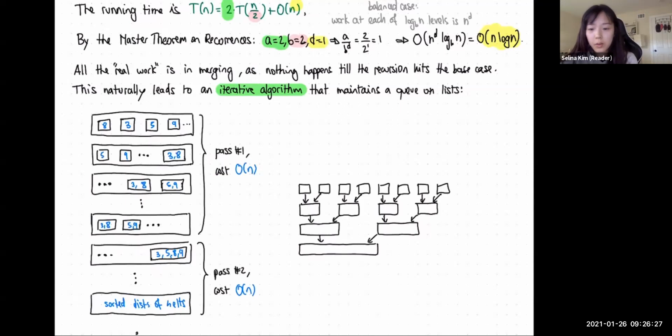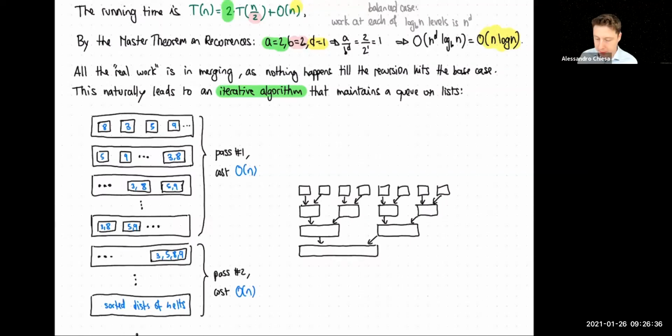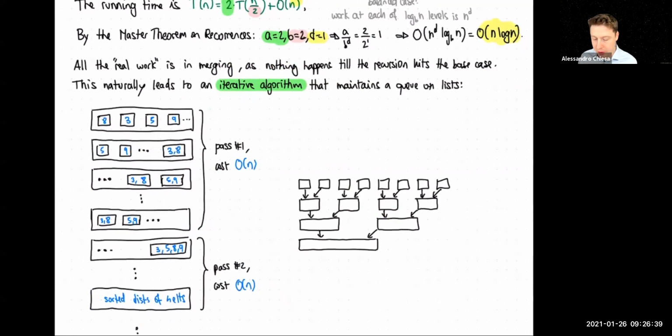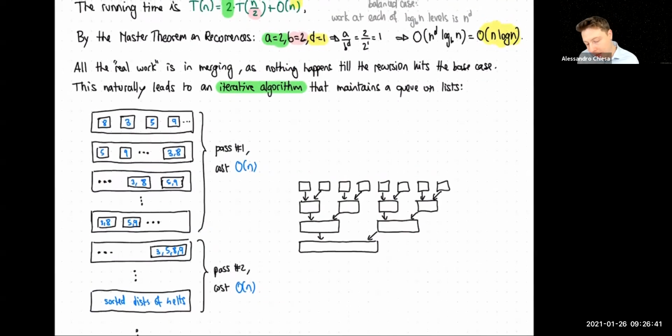There seems to be a question about whether the iterative solution has a smaller space complexity. Yes, you can think about it as basically an in-place algorithm, right? In the iterative solution, you're allocating a queue of n elements, and you keep operating on this queue. So you have sort of an in-place algorithm, okay?